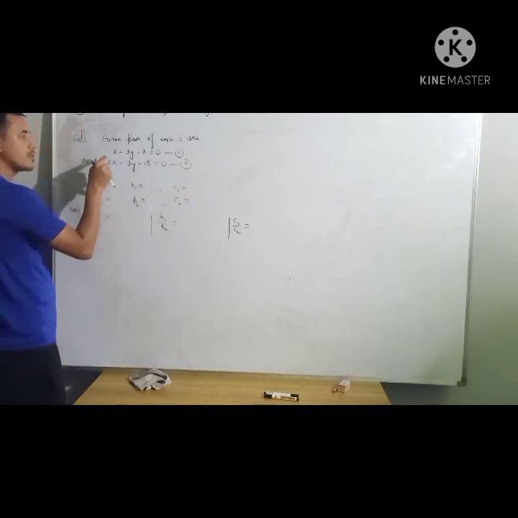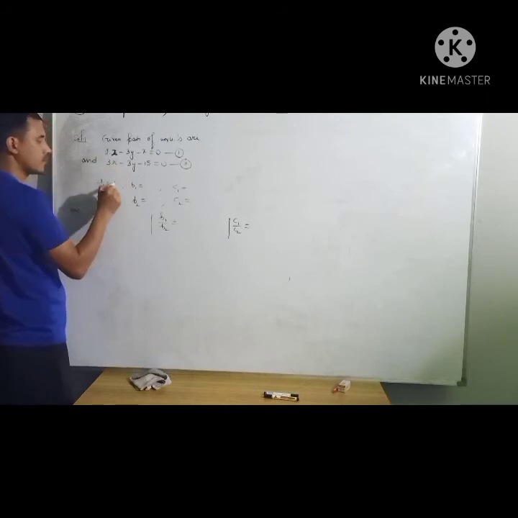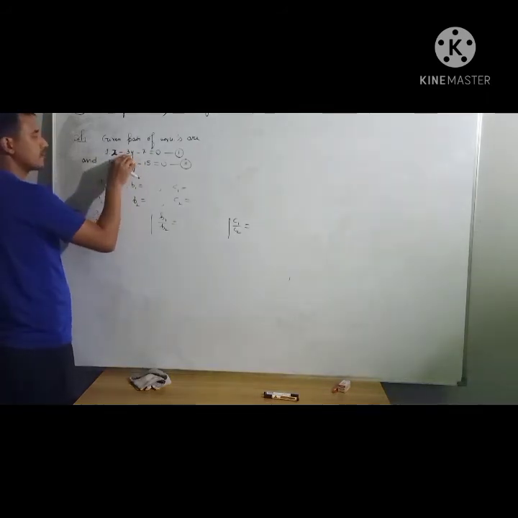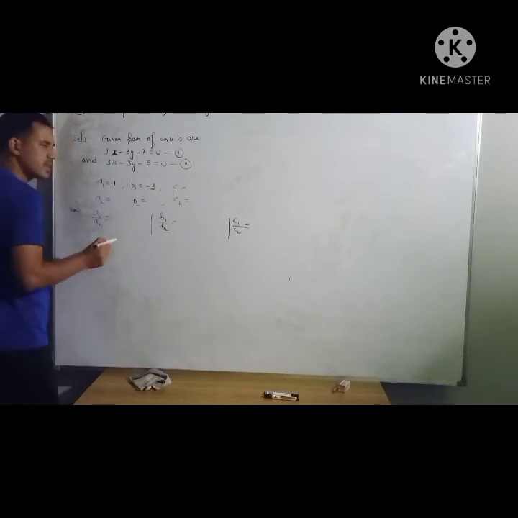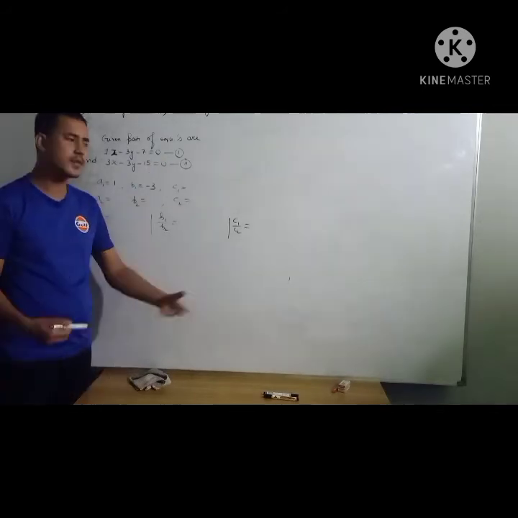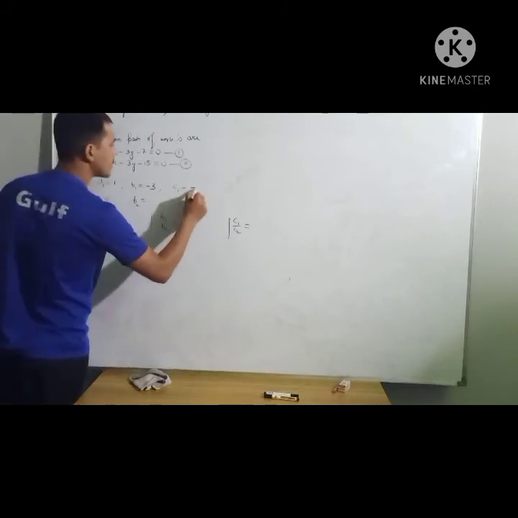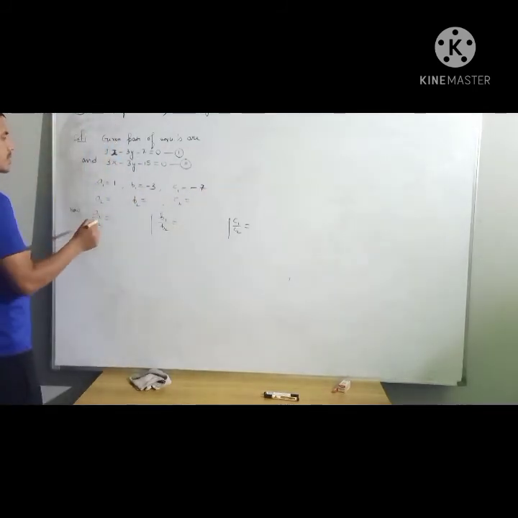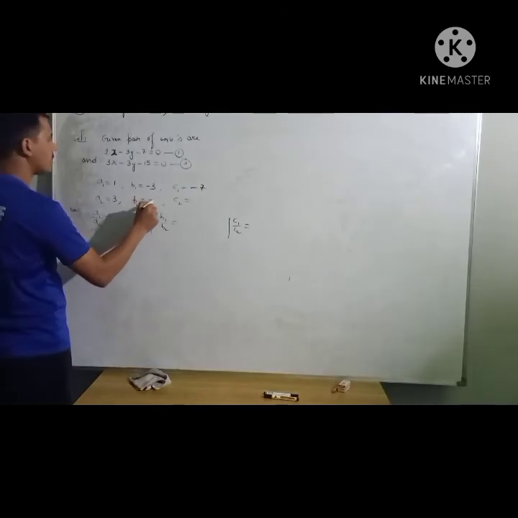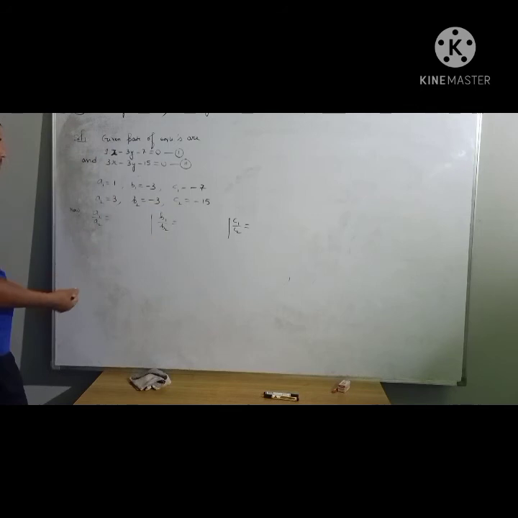A1, the coefficient of x in the first equation will be 1. Coefficient of y in the first equation is minus 3. See, in an equation, if there is only x, then its coefficient will be 1. If there is only y, then its coefficient will be 1, okay. The constant term here is minus 7. From the second equation, coefficient of x is 3, coefficient of y is minus 3, the constant term is minus 15. Let's compare the ratio.